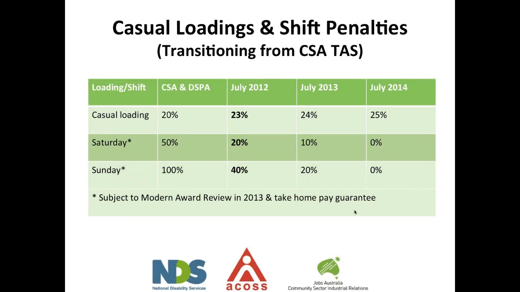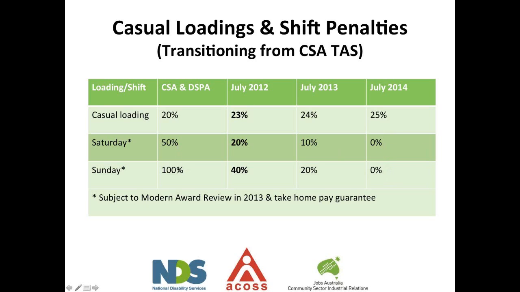In terms of the casual loading and shift penalties, you can see under the old award the casual loading was 20%. July last year it went to 23%. From July this year it'll go to a 24%. And you can see here, these are the modern award applications. So that casual loading will go to a 25%. Now you can see here, sorry, there's casual loading but no weekend loading provided for casuals.